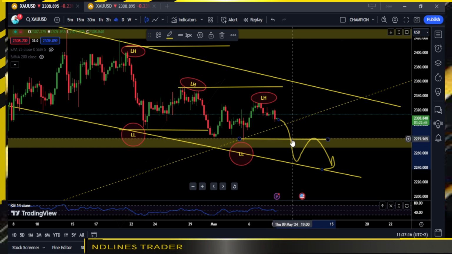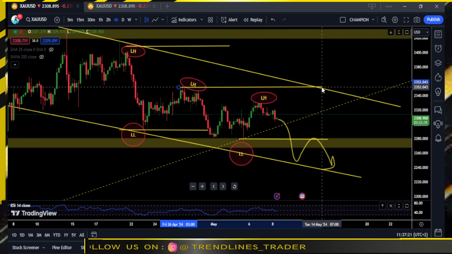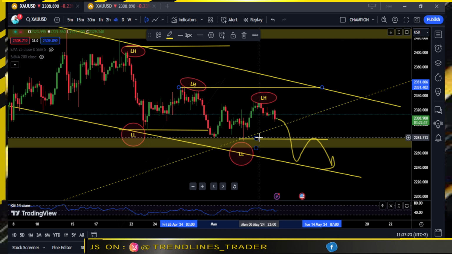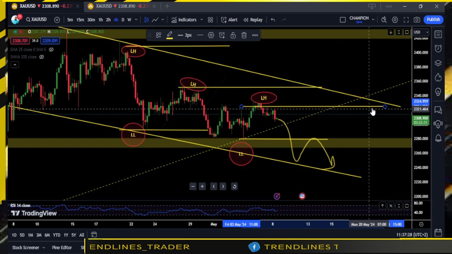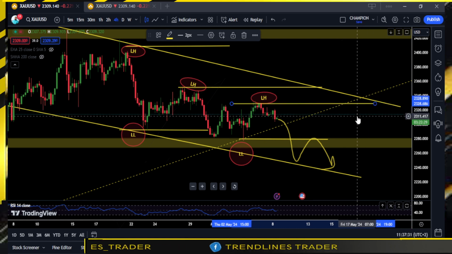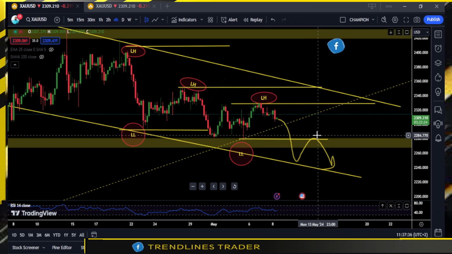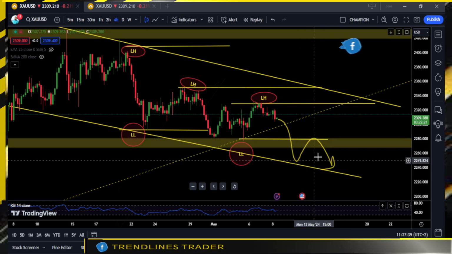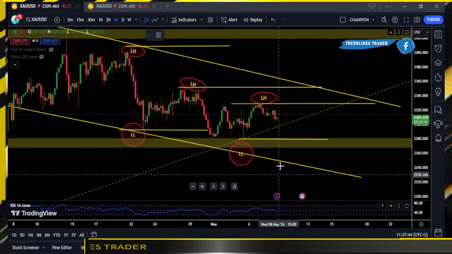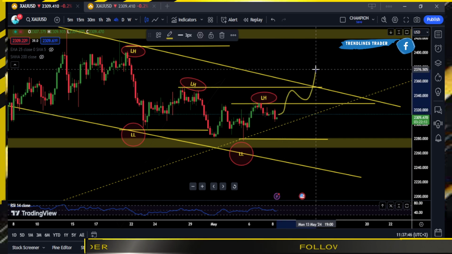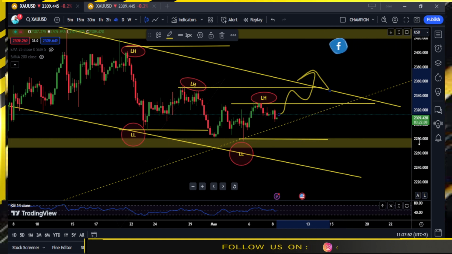But what we have to witness is to see if the price breaks this, our lower high, or this current one. Should the price break this current lower high, it means we will be continuing. That's when we will say we are continuing with our bullish momentum. I hope this makes sense.